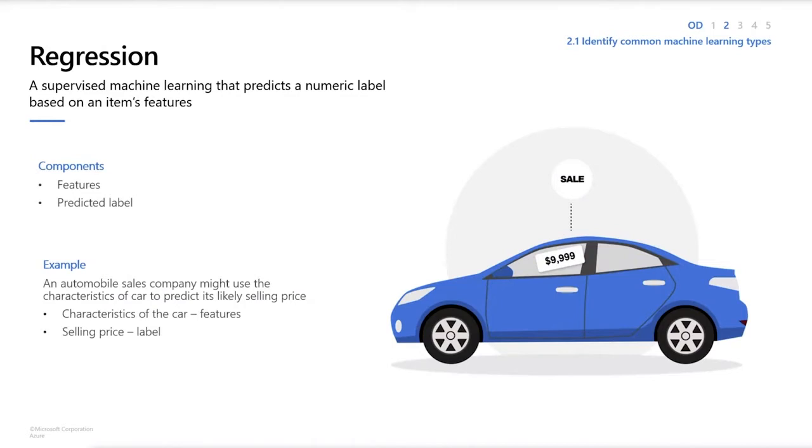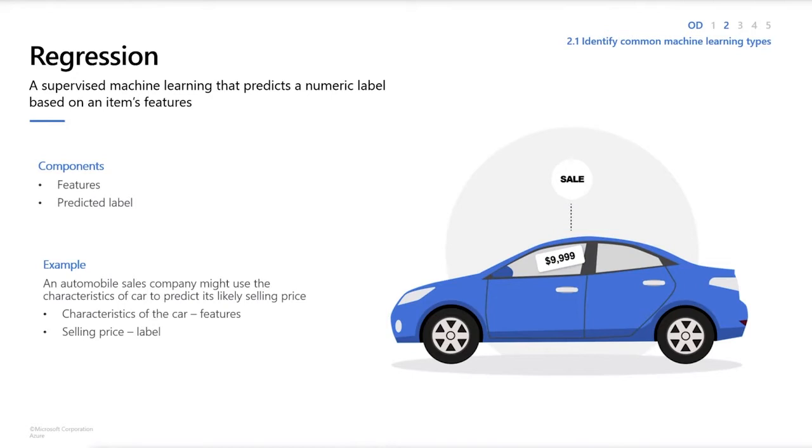Regression is a form of machine learning that's used to predict a numeric value based on an item's features. So what we have here is regression is a form of supervised machine learning. What this means is it relies on having some type of data with a known label value, and we can fit that into a model. From there, it can then be applied to new data that we don't have those label values for.